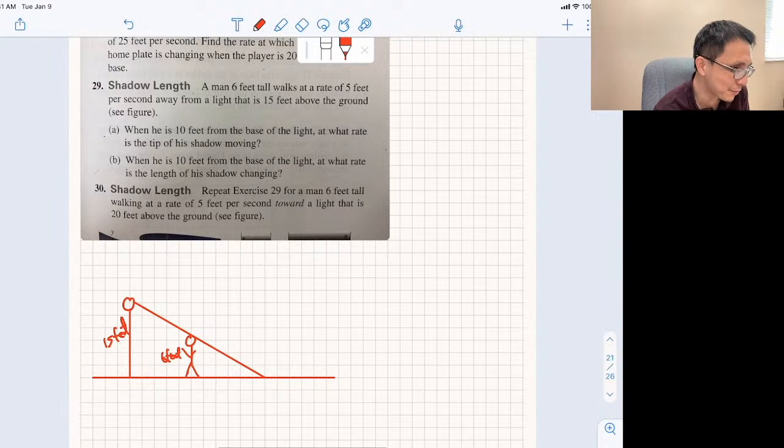So a man is 6 feet tall, walking at a rate of 5 feet per second away from the light that's 15 feet above the ground. When he is 10 feet from the base of the light, at what rate is the tip of the shadow moving? And when he's 10 feet from the base of the light, at what rate is the length of the shadow moving?